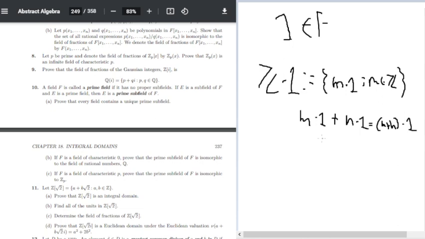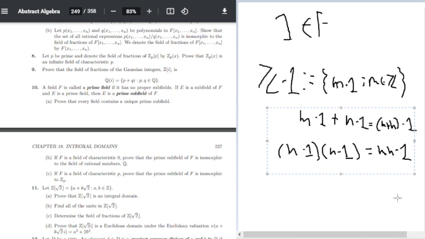And to show it's a ring structure, we simply define m·1 times n·1 to be equal to mn·1. And all the rules naturally follow from there, so we get a ring structure. And as well, it's an integral domain structure, because F is a field and is thus an integral domain.